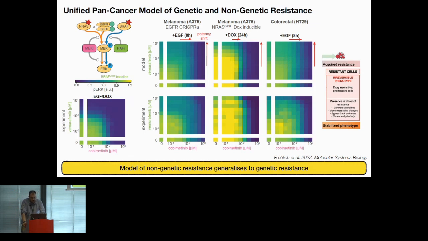and that in all cases, you see a shift in the potency of the response, both for cobimetinib, the MEK inhibitor, and the RAF inhibitor, vemurafenib. The 3 conditions that we look at are, on the one hand, the A375 cell line with upregulated EGFR levels on the left. Then in the middle we have a melanoma cell line with inducible NRAS mutations, which is the main resistance mutation found in patients, as well as a colorectal HT29 cell line, which also has a BRAF V600E mutation, which we believe is quite similar to the CRISPR upregulated EGFR mutation.